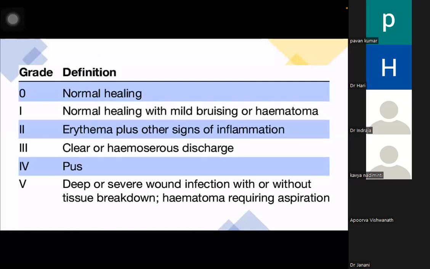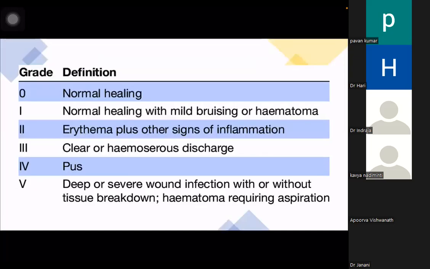Yes, sir. There are 5 grades in which grade 0 is normal healing, grade 1 is only erythema, and grade 2 is erythema with associated inflammatory findings. Grade 3 is serous discharge, grade 4 is pus discharge, and grade 5 is deep and severe wound infection with breakdown of the tissues. Okay. It's called deep space infection.